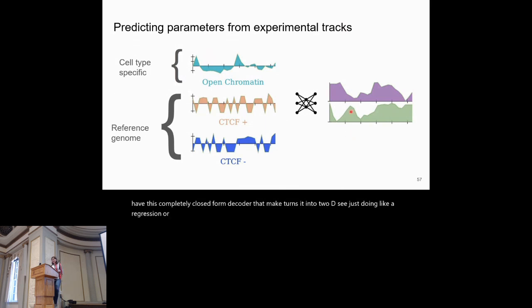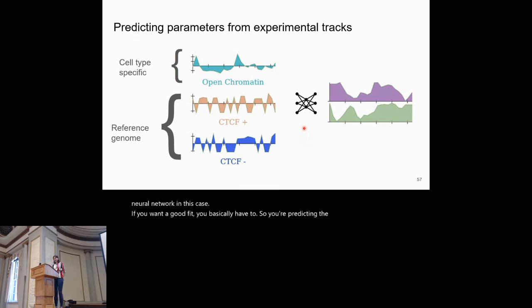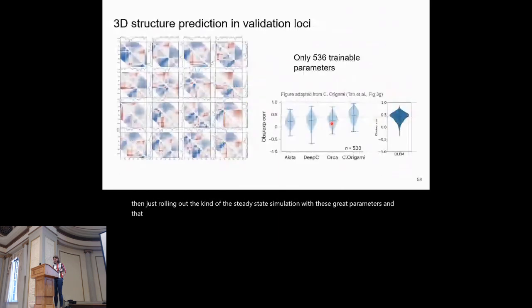Well, like I said, in this case, this is not a regression. It is a neural network in this case. If you want a good fit, you basically have to. So you're predicting the parameters from these, and then you're reconstructing. I'm taking in these local parameters, predicting a local processivity parameter for the cohesin, which has a left and a right, and then just rolling out the steady state simulation with these rate parameters, and that generates a contact map. And this is the data. This is the fit. Yeah, that's good. Hi-C again is okay.